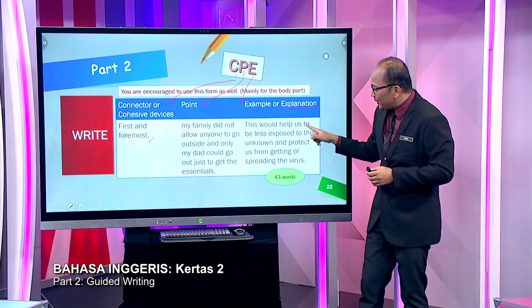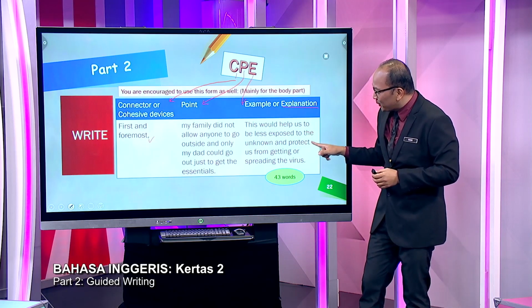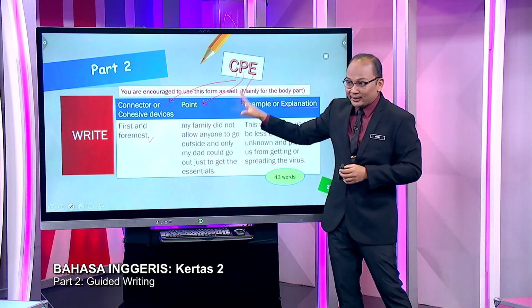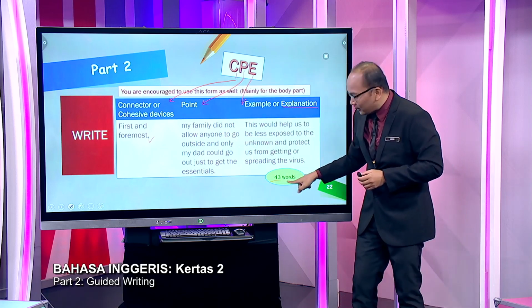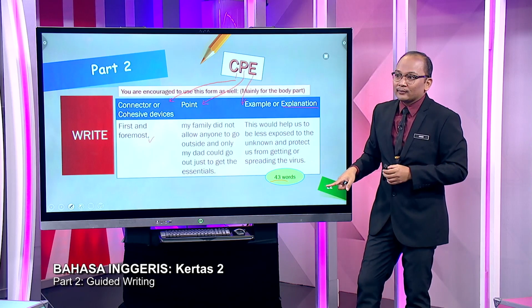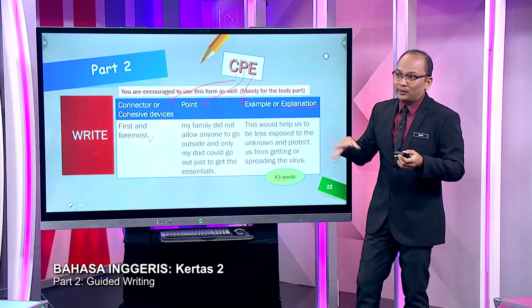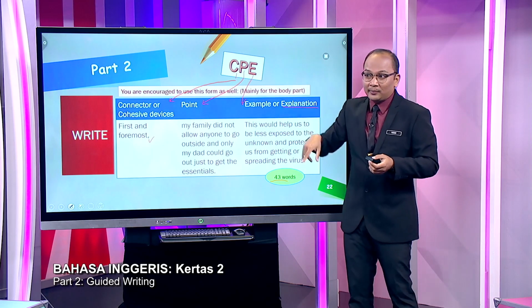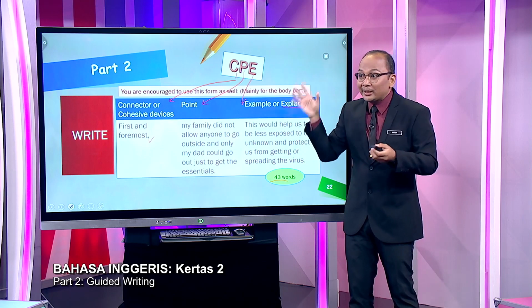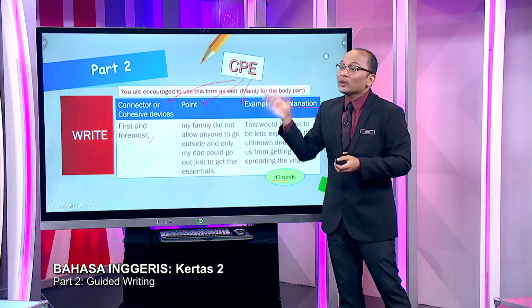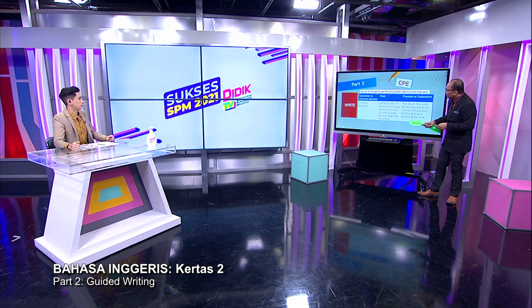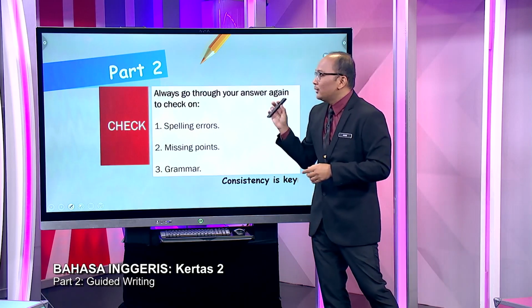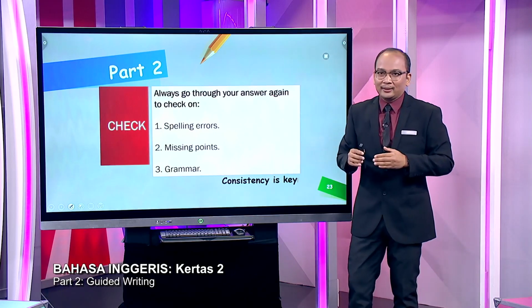Okay, this would help us to be less exposed to the unknown and protect us from getting or spreading the virus. So with these suggestions, using this PE, you got around 43 words. So estimation around that number. So another one for the body, around 40. And then for introduction, another 40. And then maybe the conclusion, just another 20. Then it will be around that suggested number, 125 to 150 words. Okay. And also, let's go on to the last one. Okay. So for part 2, please do this. Because what?